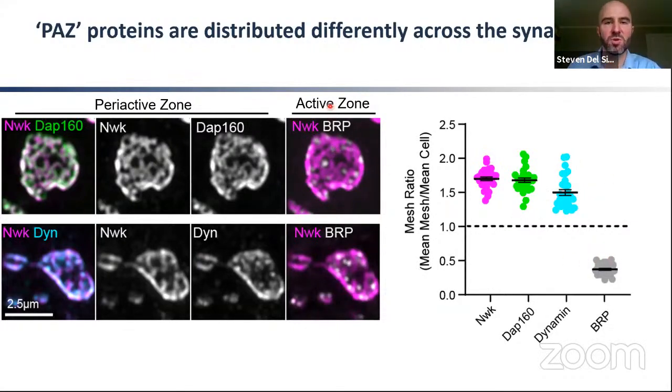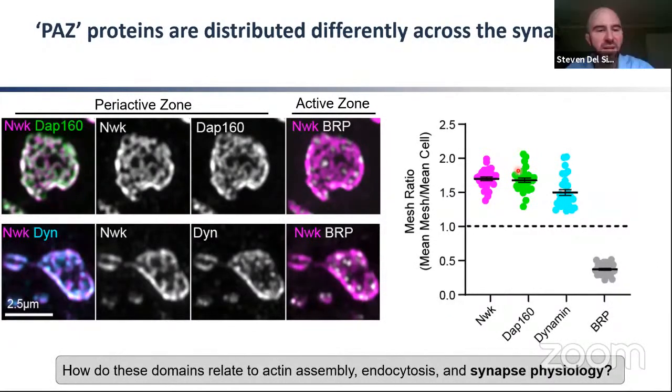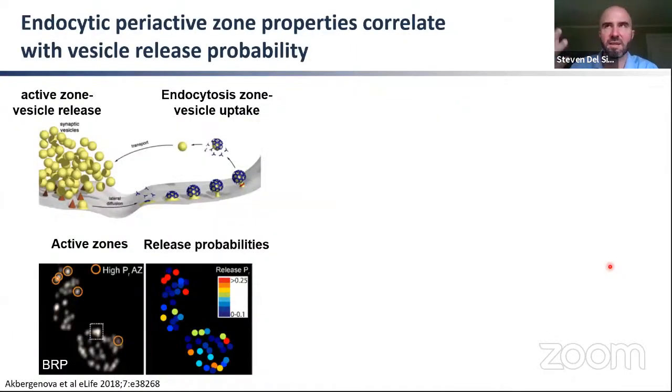If we compare this to an active zone component such as BRP, which is the homolog of ELKs, you can see that it's got the inverse enrichment. So instead it's enriched in the cell and not in the meshwork. So this is just a really simple proof of concept that we're measuring what we think we're measuring, and that we can already start to see some interesting and unexpected differences in how these proteins are distributed. And so then we can use this type of measurement to ask how these different endocytic domains relate to the synaptic physiology using this active zone marker as a proxy.